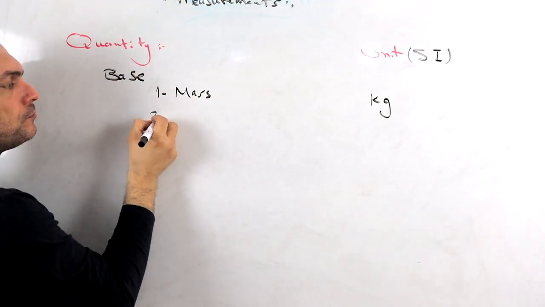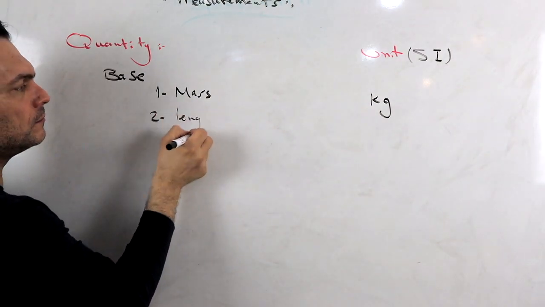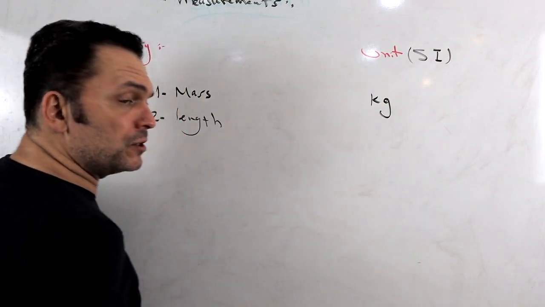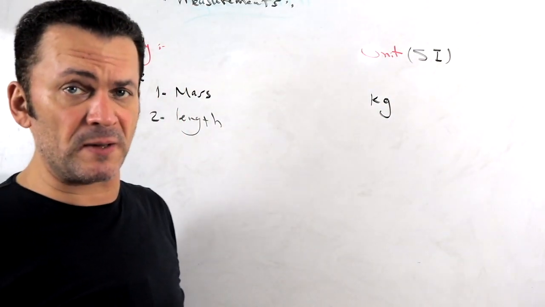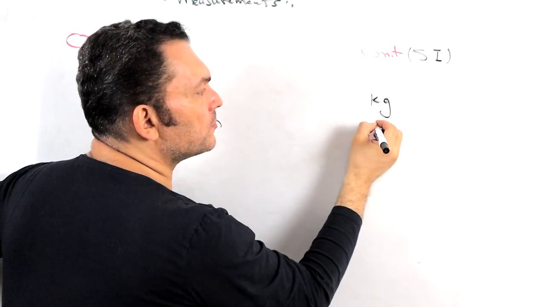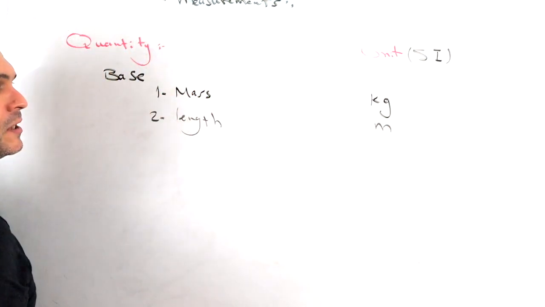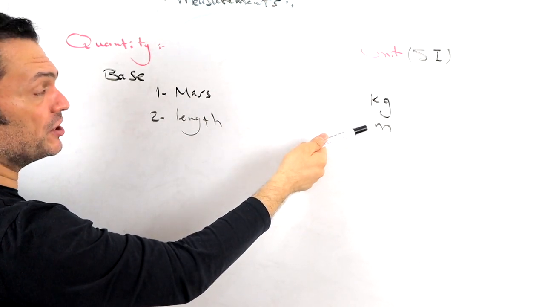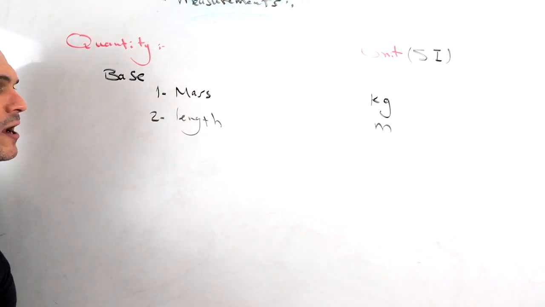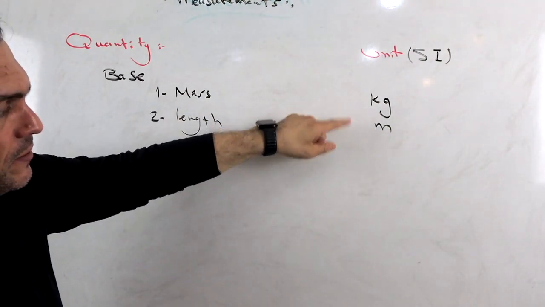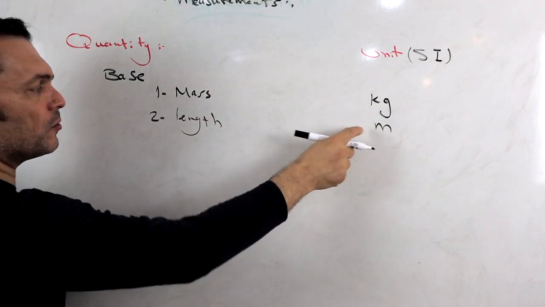Number 2, length. Length could be measured in arms, centimeters, meters, or kilometers. But in SI, it is measured only in meters. Remember, capital letter or small letter here is an issue. I could write it in uppercase or lowercase, but actually it is different depending on that. So this is in lowercase.